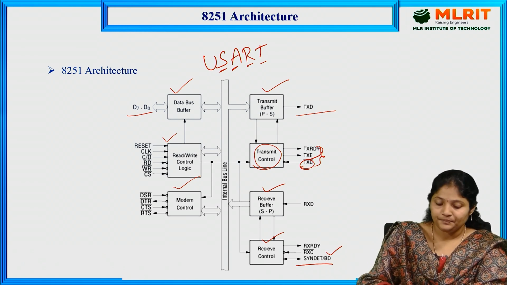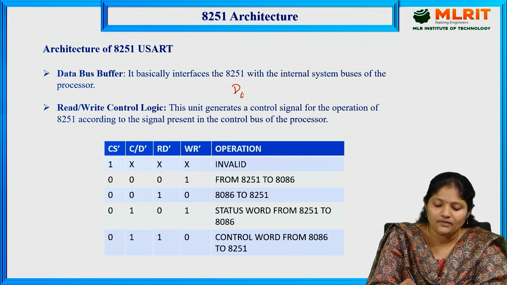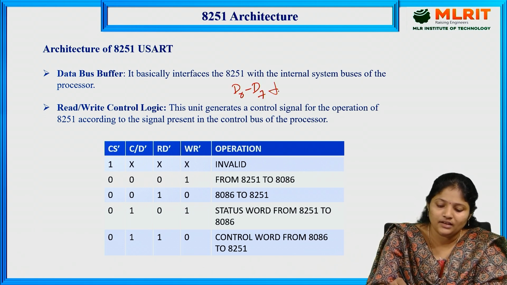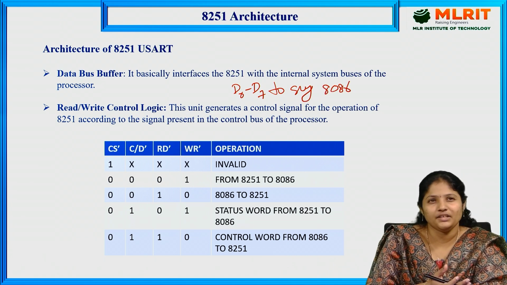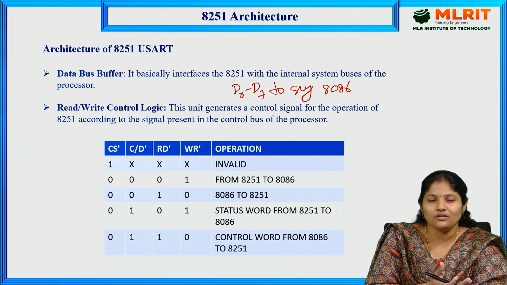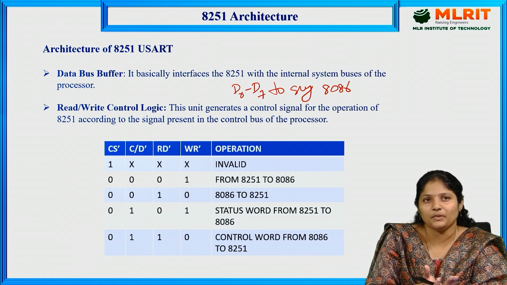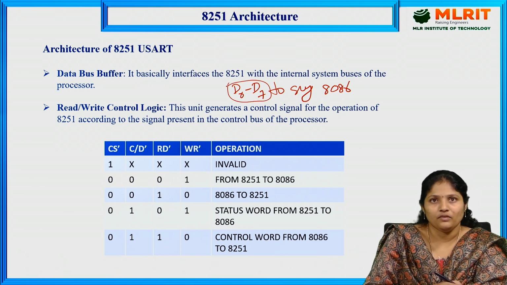So here the data bus D0 to D7 will be synchronized with the system bus of 8086, whether it is transmitting data or receiving data, or the control word is going, or the status of 8086 is displayed. So here this will transmit the data over the 8086.